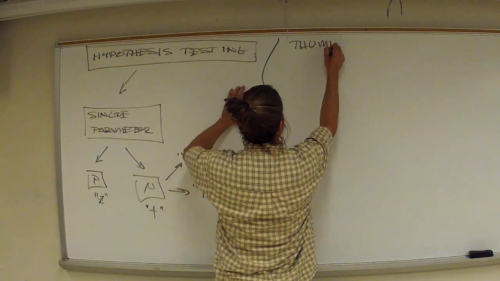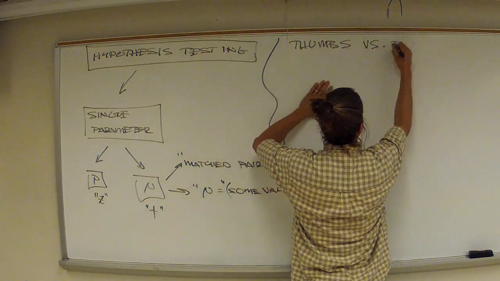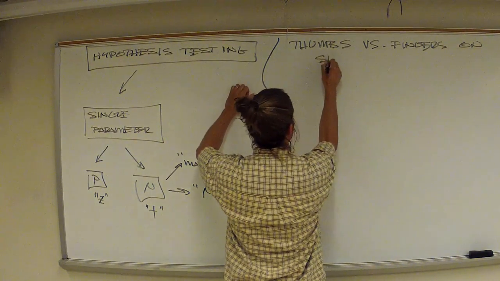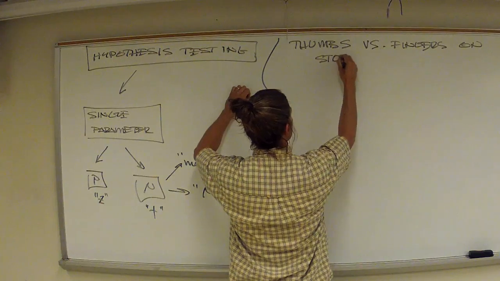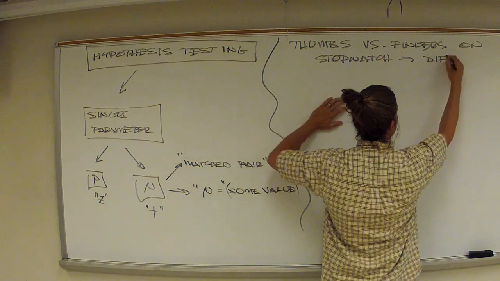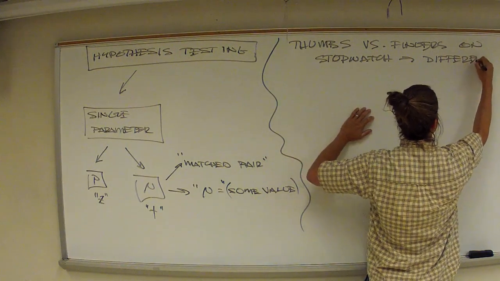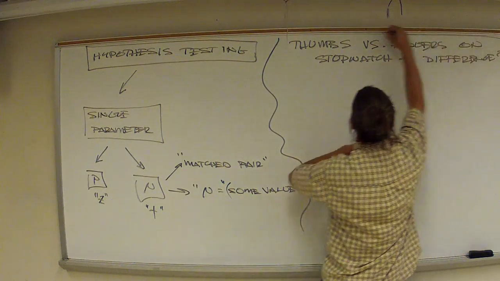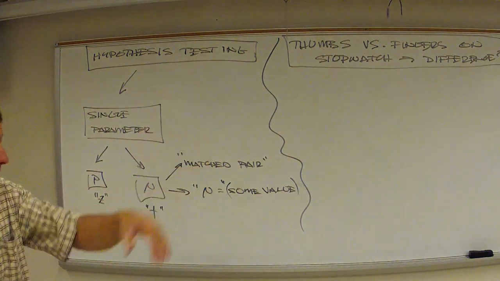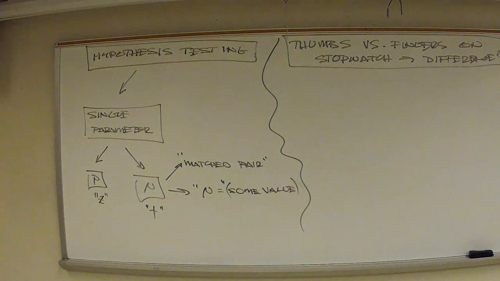Let's relook again. Let's be completely and totally redundant. Let's relook again, a second time, triply redundant, at the swim thumbs versus fingers on a stopwatch. Is there a difference if you use your thumb versus your finger in stopwatch data?